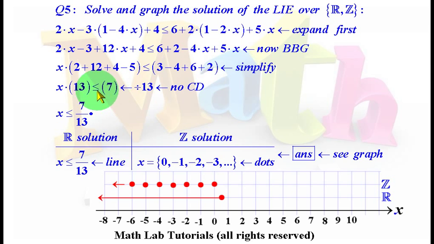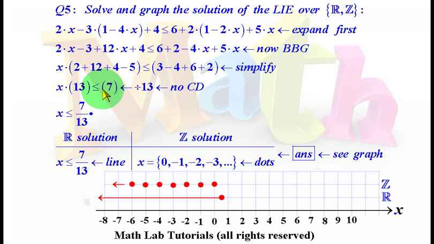And now we have to divide both sides by 13. And you'll notice that 13 is a positive number. When you divide both sides by a positive number at the end of the problem, there is no change in direction for the inequality. So the inequality maintains its original direction because we're dividing by a positive number. Okay?